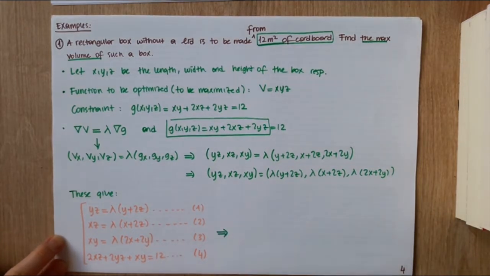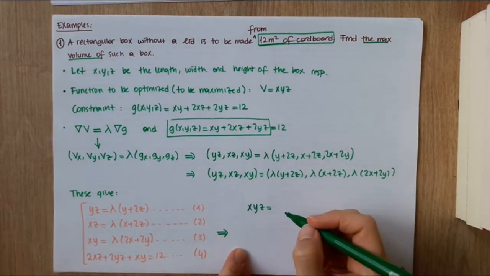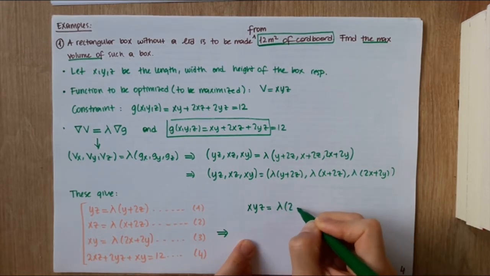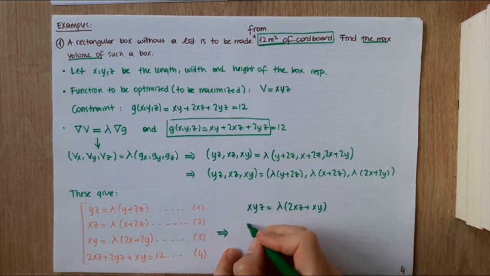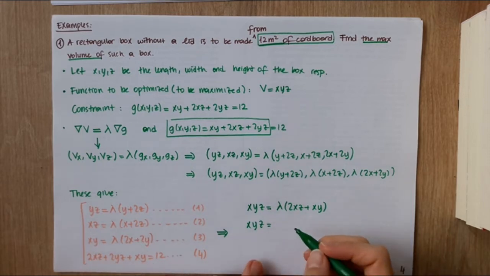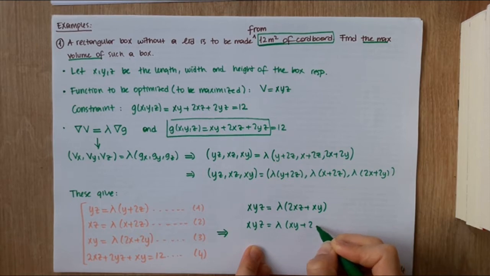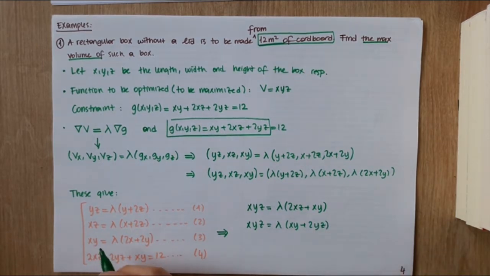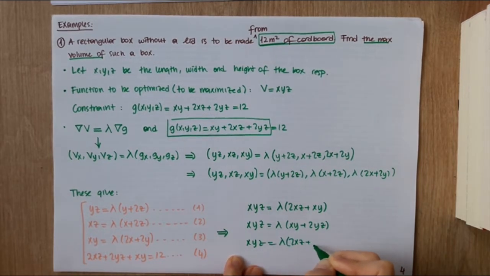So I will multiply the first equation with x, okay, xyz equals lambda times 2xz plus xy. Here xyz equals, we just multiply this equation with y, okay? So I have lambda times xy plus 2yz. And this equation with z, xyz equals lambda times 2xz plus 2yz.